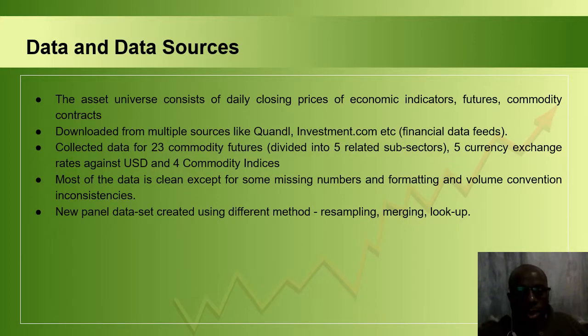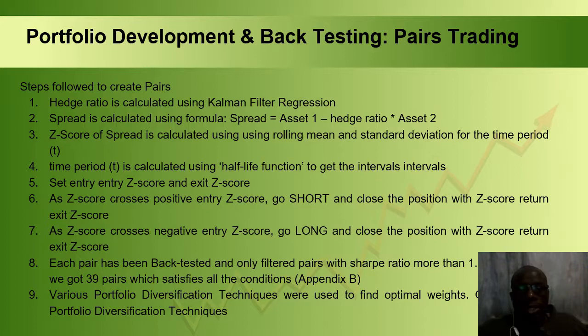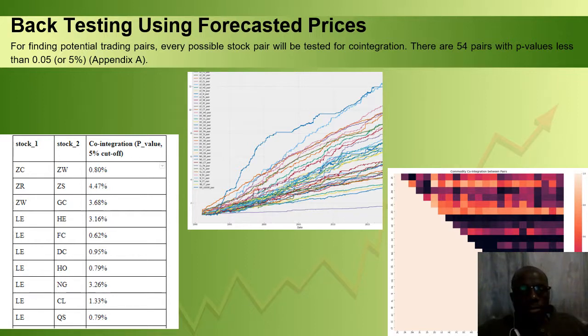For our data sources, we used Quandl and Investing.com, and we had 23 commodity futures divided into 5 related subsectors, and 5 currency exchange pairs, which were all against the US dollar, and 4 commodity indices. Most of the data is clean, except for some missing numbers and formatting issues. The backtesting steps are outlined there. We had 54 pairs from our combinations. Appendix A has more details on that, and Appendix A is in our report.